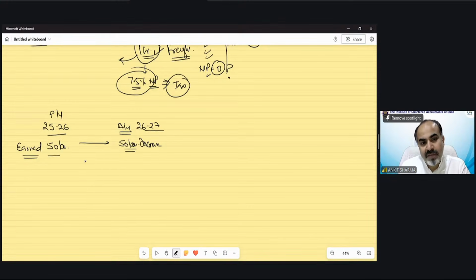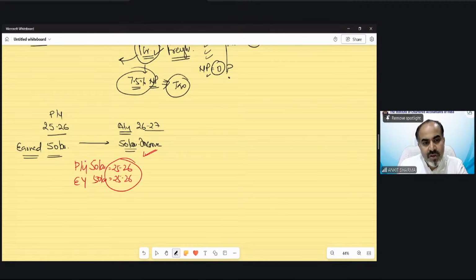So suppose you have earned 50 lakh rupees in 25-26 and you have disclosed this income in the next year, that I have earned 50 lakh rupees in the last year. Technically the previous year of this 50 lakh rupees would be 25-26, and of course the earning year of this 50 lakh would also be 25-26. So if you disclose your income to the income tax department, then the previous year and earning year remain the same.